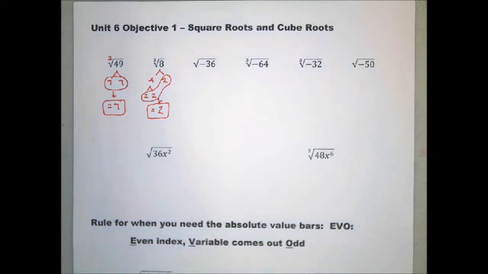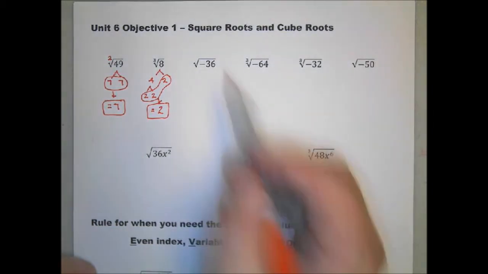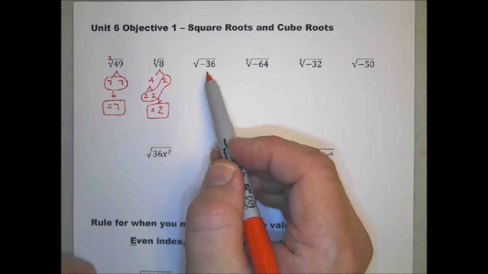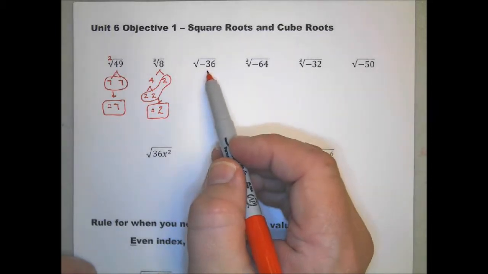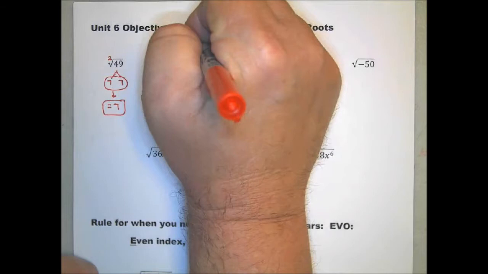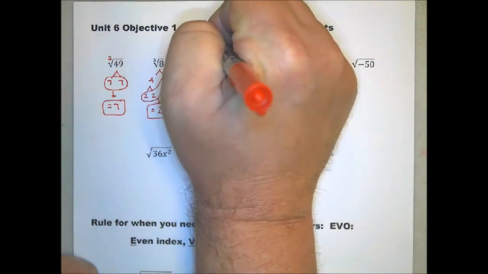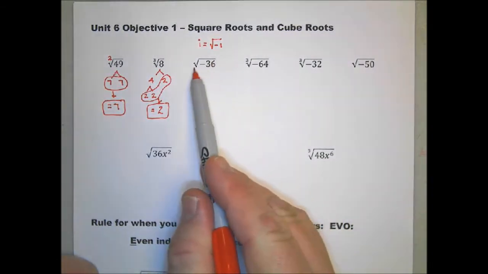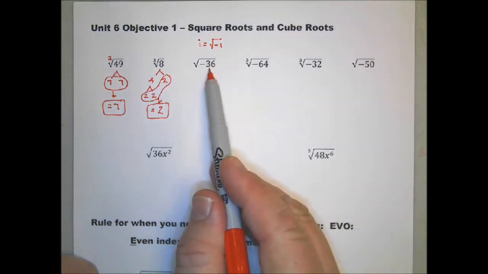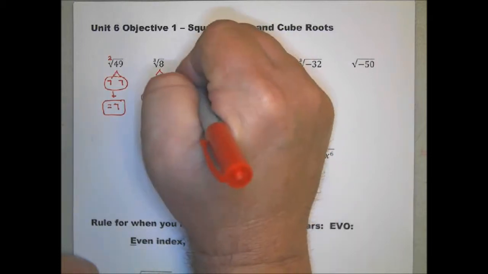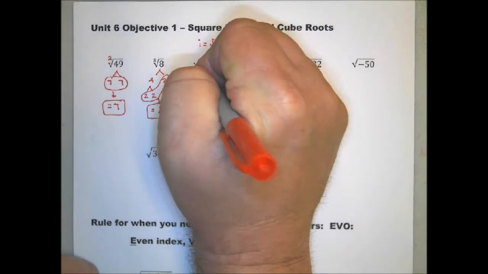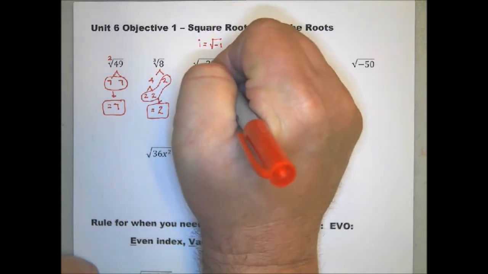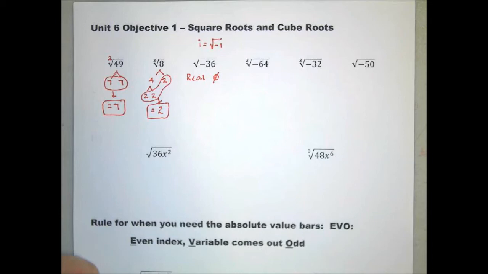Now, the square root of negative 36. You know how to take the square root of negative 36 if you get to use the imaginary i. i equals the square root of negative 1. But you also first learned that you can't take the square root of negative 36 if you're only dealing with real numbers. So, if you are only dealing with real numbers, the answer is empty set. You can't take the square root of negative 36.